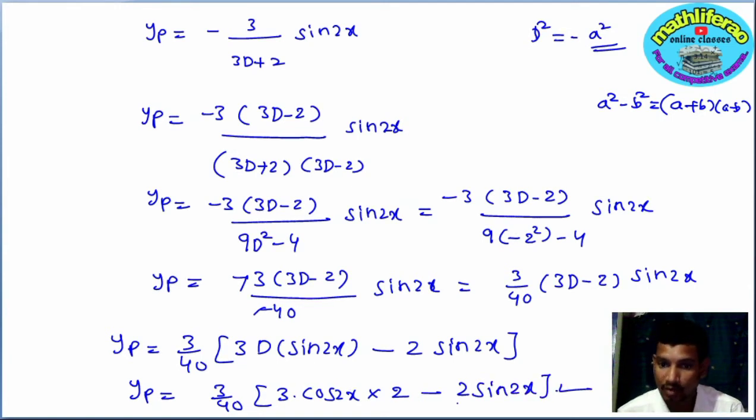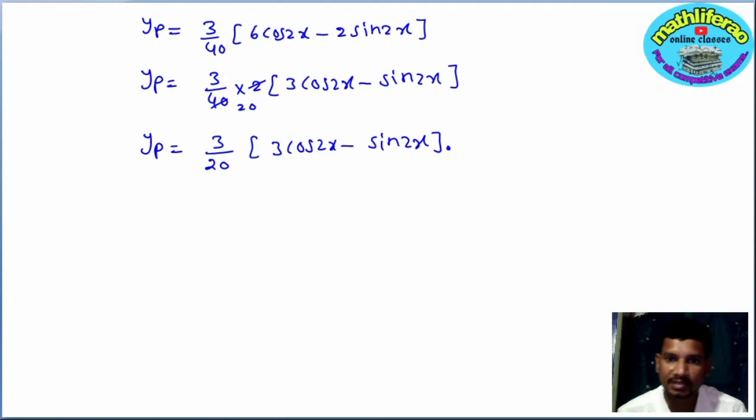Take 2 common in the bracket. Taking 2 common, for example 2 times 3 is 6, so here yp equal to 3 by 40 into (6 cos 2x minus 2 sin 2x). Now we are taking the 2 common: 2 ones are 2, 2 twenties are 40, so 3 by 20 into (3 cos 2x minus sin 2x). This is the yp.